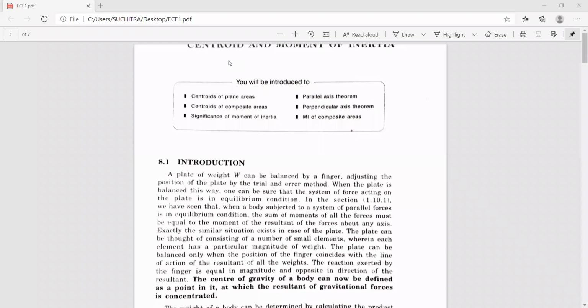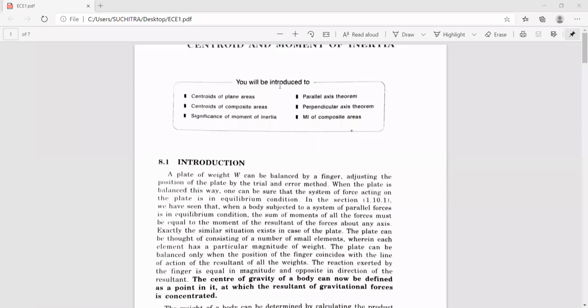Now today we shall start the next chapter. So far we have discussed forces, system of forces, and the resultant of concurrent force system. Now today we shall discuss the centroid and moment of inertia. First we shall discuss what is centroid. Then in the subsequent classes we will be discussing the concept of moment of inertia.